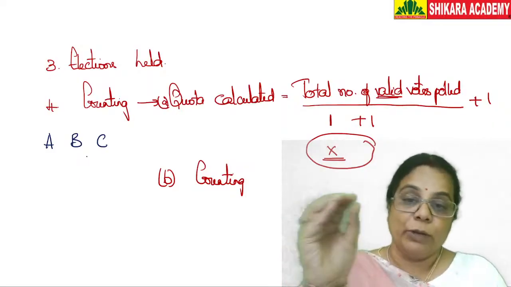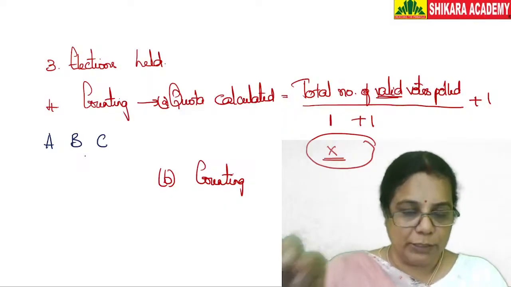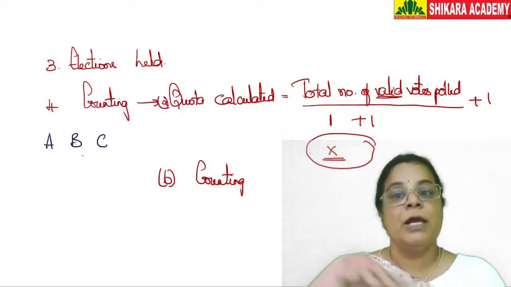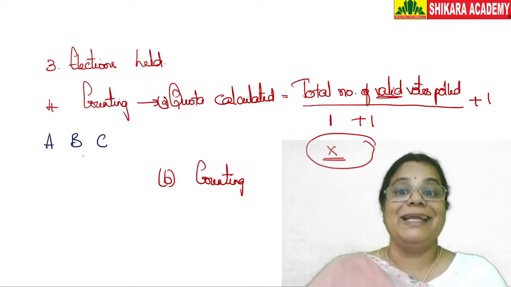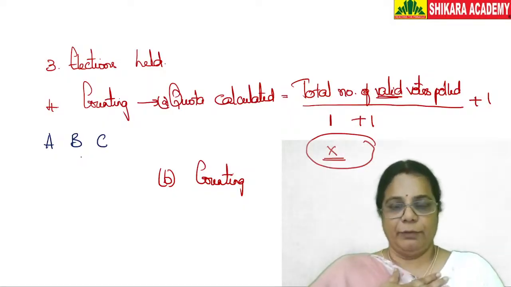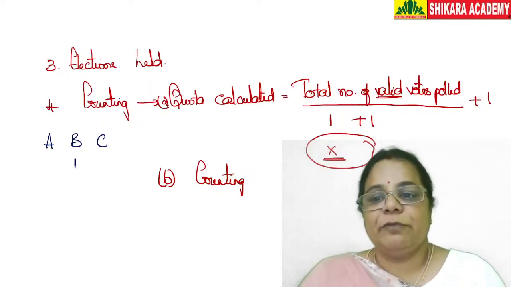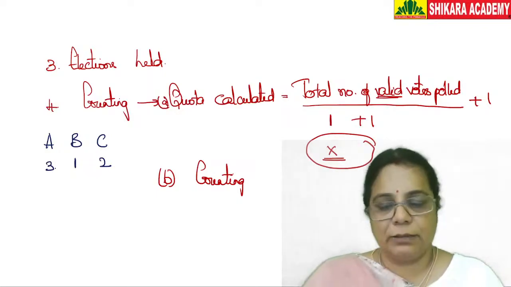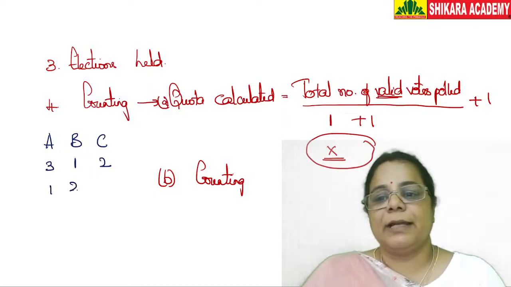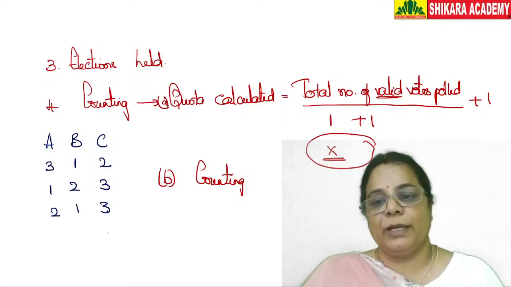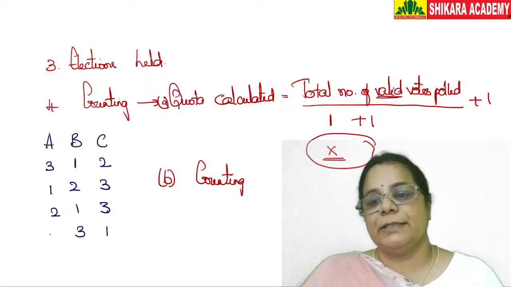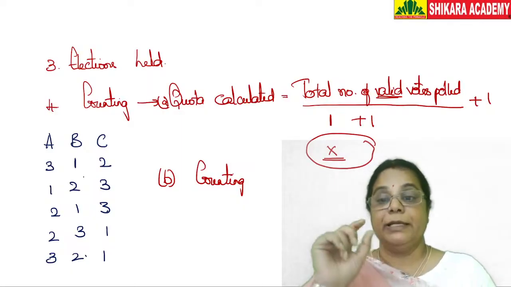But if you're voting in indirect elections where proportional representation is followed, you don't select one. You indicate your preferences. If I am a voter, I'll say B is my first preference, C is my second preference, A is my third preference. Likewise, another voter will say this, another voter will say this, and another voter will say this. Now, if you see, there is a tie.